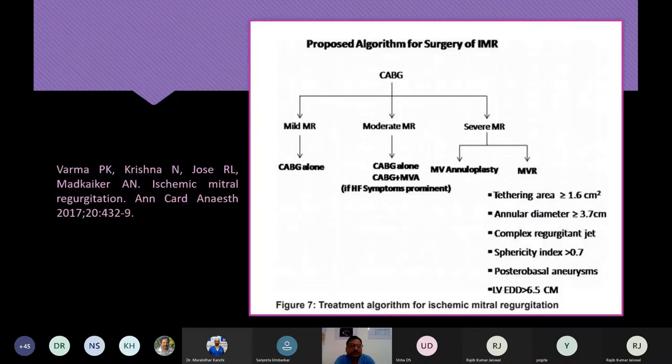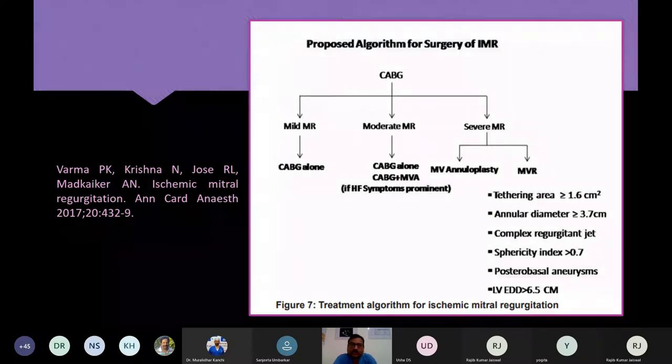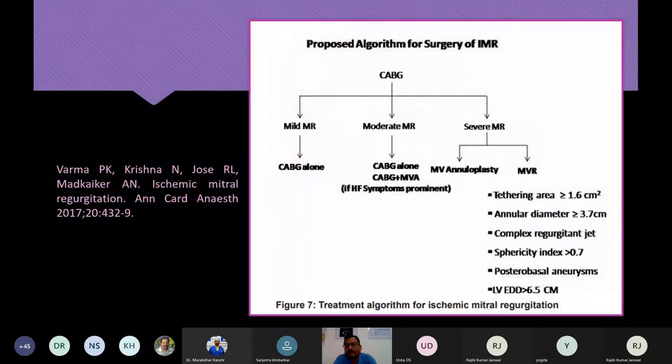This is a proposed algorithm published in Annals of Cardiac Anaesthesia in 2017 for the surgery for ischemic MR. For severe MR, the treatment is mitral valve annuloplasty or mitral valve replacement. Mitral valve replacement is better if the tethering area is more, annular dimensions are high, sphericity indices are high, and LV diastolic dimensions are high.